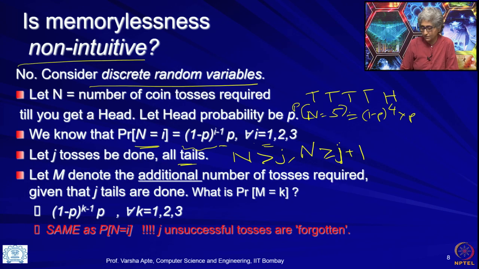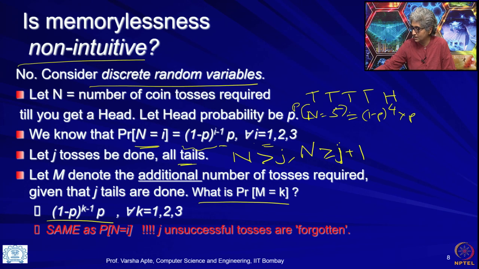So now let m denote the additional number of tosses required given that j tails are done. Now what is the probability that m equal to k? Suppose I am asking the question that I saw j tosses and they were all tails, how many more am I going to need? A little bit of reasoning will suggest that the probability m equal to k remains the same. It is also (1 minus p) raised to k minus 1, multiplied by p, because why should it be different, right?